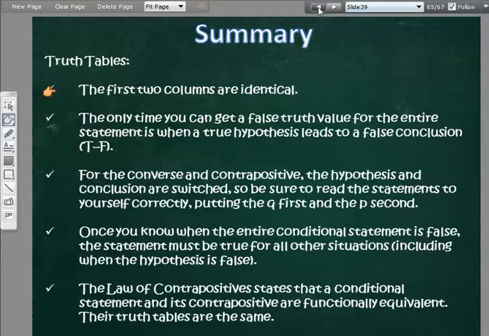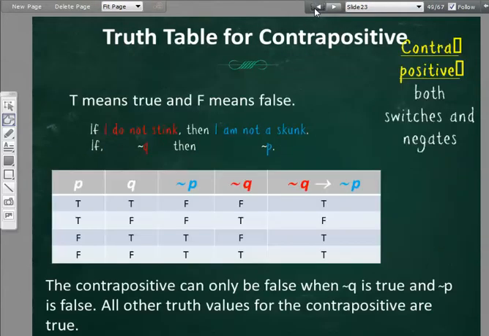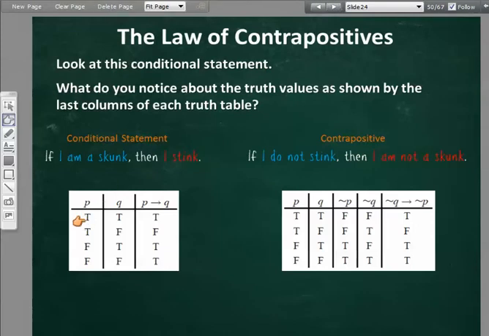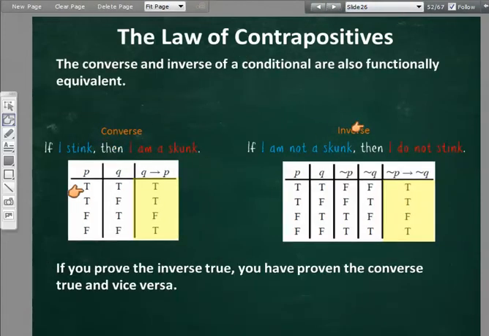And let me go back right quick and show you. I can't go back quick enough. Oh wait, that was good right there. Notice this is TTFF, TFTF, TTFF, TFTF. That's for the conditional and contrapositive. Notice how they're both the same. Now look at your converse and your inverse. TTFF, TFTF, TTFF, TFTF. Those first two columns will always be the same.